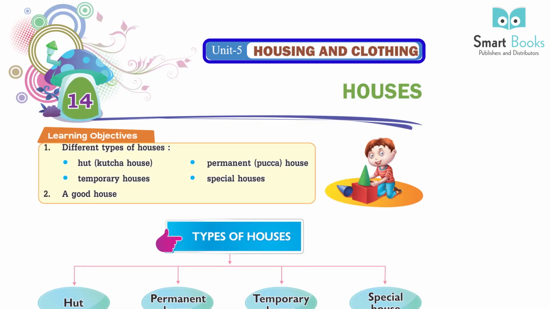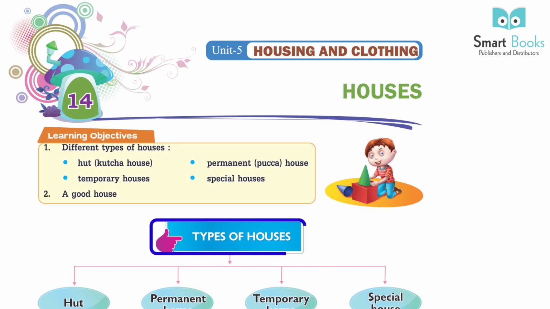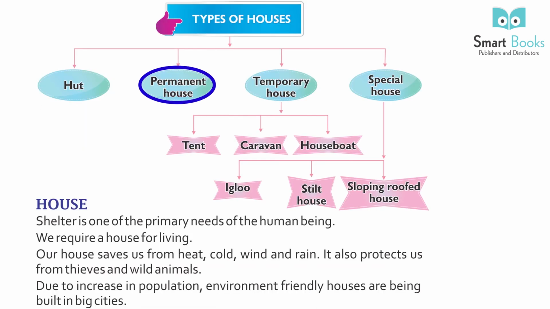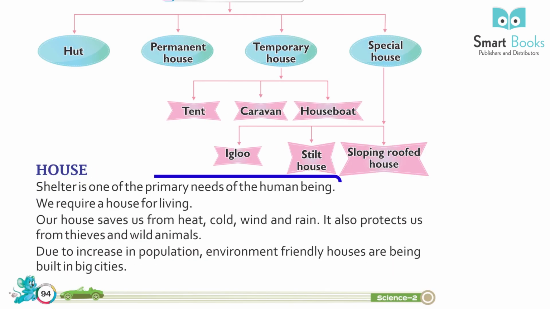Unit 5, Housing and Clothing, Chapter 14, Houses. Learning objectives: 1. Different types of houses: hut, kacha house, permanent, pakka house, temporary houses, special houses. 2. A good house. Types of houses: hut, permanent house, temporary house, tent, caravan, houseboat, special house, igloo, stilt house, sloping roofed house. House, shelter is one of the primary needs of the human being.